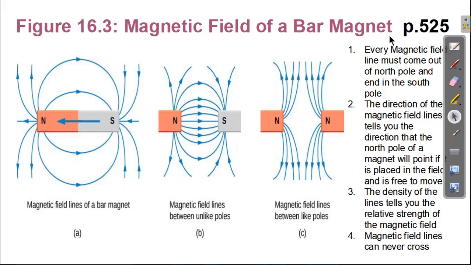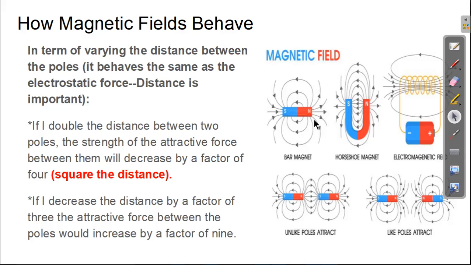Your rules about how to draw magnetic fields are on page 525. They're also listed right here, but I just went over them as I was explaining to you how this worked. So the same thing is right here in writing if you need to read them. You need to be able to draw magnetic fields. So if they give you a bar magnet or a horseshoe magnet, if they are attracted or they are repelled by one another, you need to be able to show me that, all of it with lines.